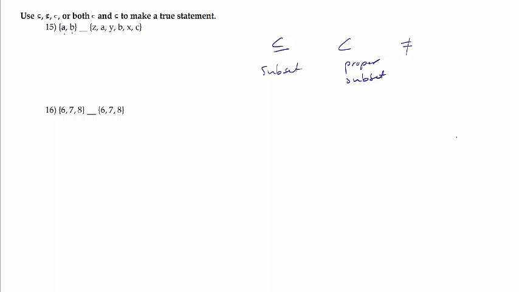So the set containing elements A and B is a subset because A and B are also on the right-hand side. So it's definitely a subset. Now my second question is, is it a proper subset? And the answer is yes, because the set on the left, AB, does not equal the set on the right. There's a lot more elements in there. So it is also a proper subset. So we can put in both.